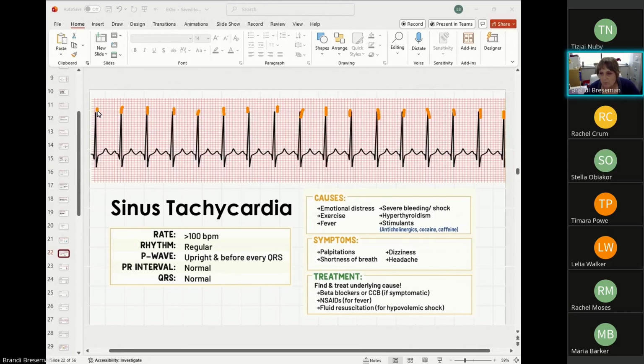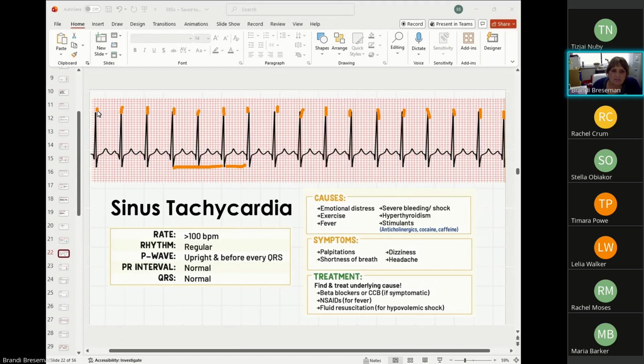Okay, so 160. But my rhythm is still regular. So if you look at the distance between this, it's pretty close to the distance between that and the distance between these two. So that's a very regular rhythm you can see. And again, I could take a piece of paper and hold it up and mark it and march it out. Okay. So my rhythm is regular.